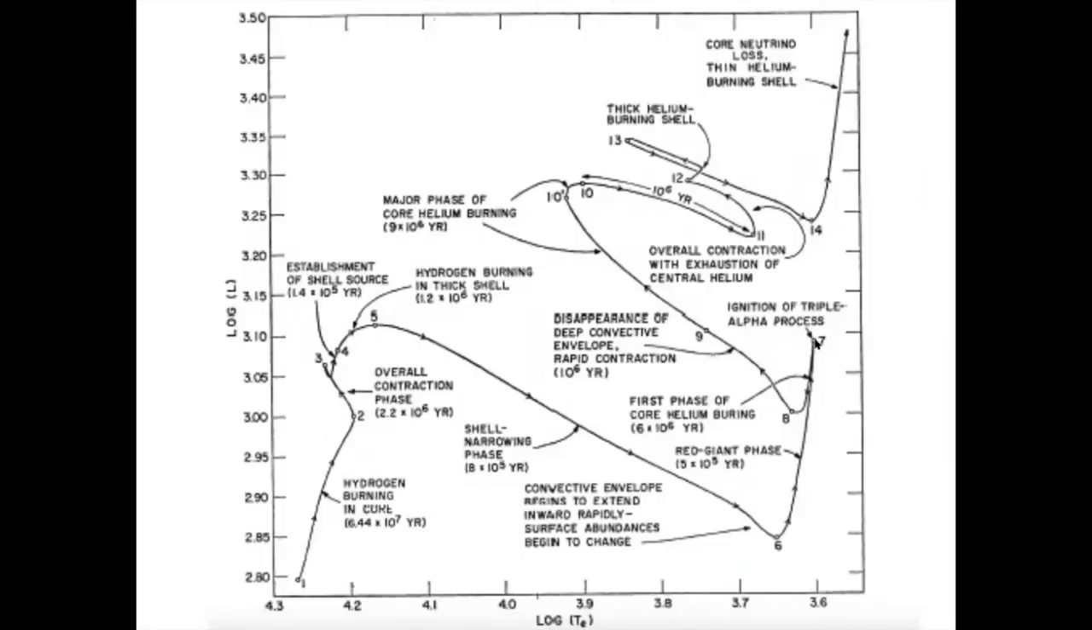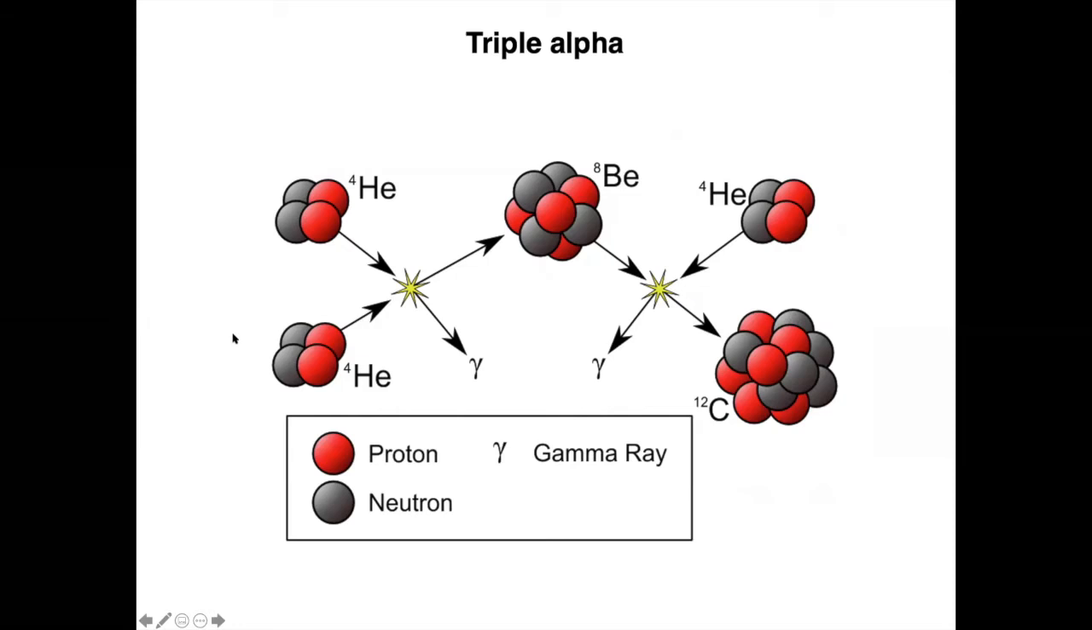However, at this point 7 here, the tip of the red giant branch, temperature and density have become so high in the core that you ignite the triple alpha reaction. The triple alpha is the mechanism by which helium burns and generates carbon. You have helium-4 combining with another helium-4.